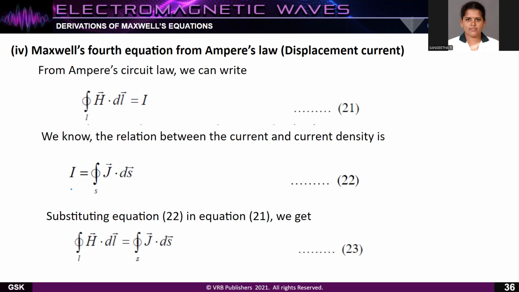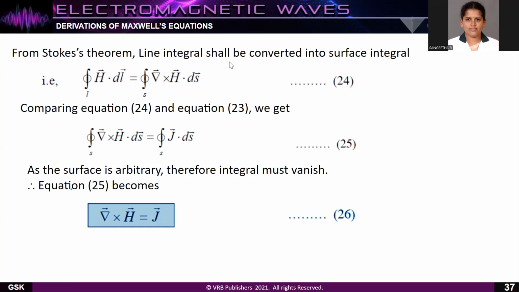So, substituting equation 22 in 21, we get the closed line integral of H vector dot dl vector is equal to the surface integral of J vector dot ds. From Stokes theorem, the line integral can be converted into a surface integral. When we convert, what happens? The closed line integral of H dot dl is equal to the surface integral of del cross H dot ds. Comparing the above two equations, the surface integral of del cross H dot ds is equal to the surface integral of J dot ds. Both sides have the surface integral, so it vanishes. It becomes del cross H vector is equal to J vector.